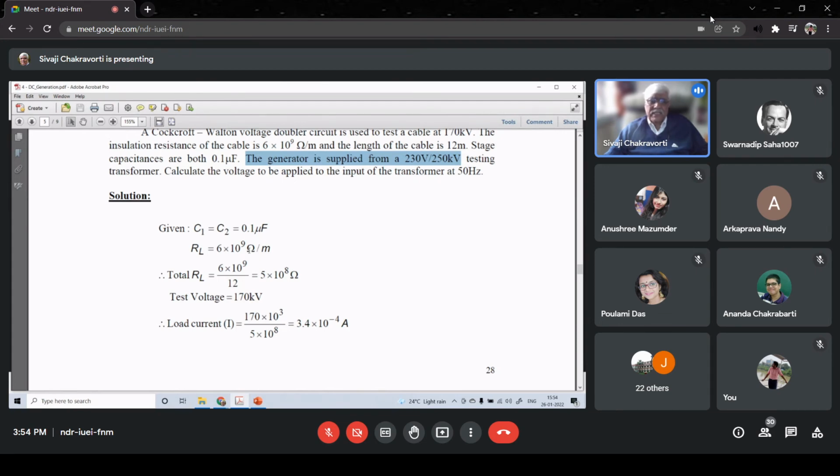This is very simple electrical engineering knowledge. So in this case, for a 12-meter cable, what is the RL? We have calculated it here. Then the test voltage is 170 kV DC. So what is the current? From the RL and test voltage, we have found out the current.